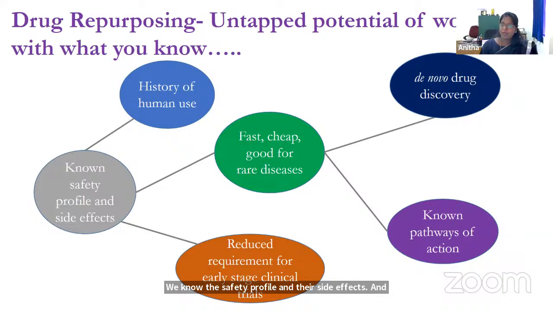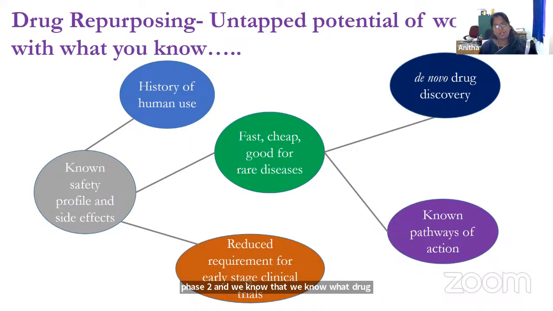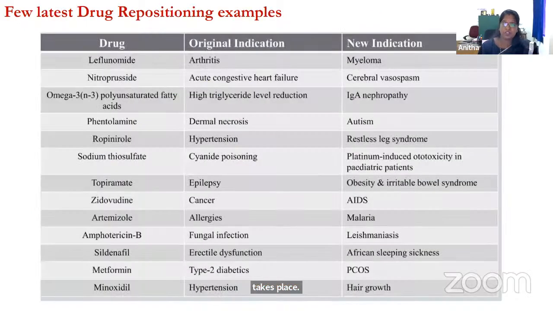They reduce the requirement for early stage clinical trials. In fact, repurposing drugs need not enter phase 1 clinical trial at all. They can directly enter phase 2. And we know how the de novo drug was discovered, and in some cases, we also know where their pathways of action take place. So this is more advantageous for the researcher to go ahead with this particular drug repurposing strategy.